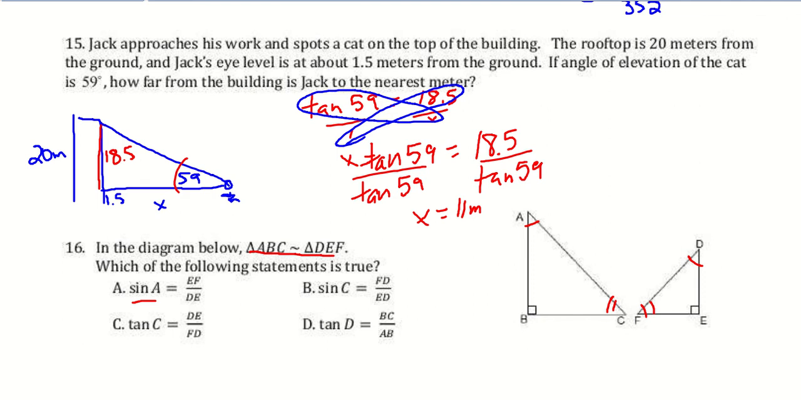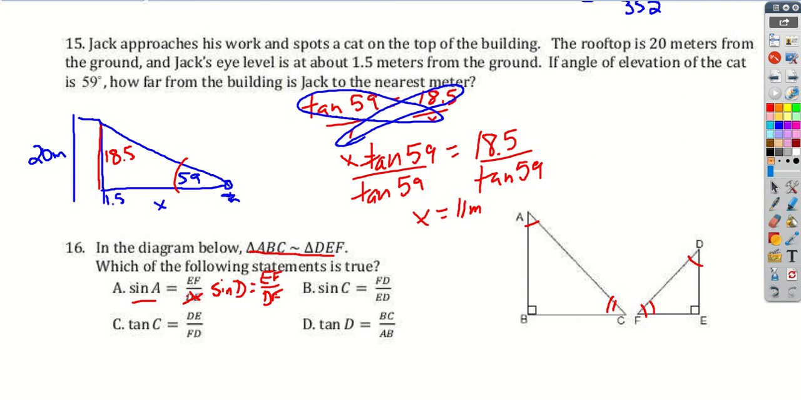What they're actually doing is they're saying the sine of A, but they're actually giving us the ratio of the sine of D. Remember, if A and D are equal, then the sine of A is also equal to the sine of D, okay? So if I looked at the sine of D, right, it would be the opposite side, which is over here, over the hypotenuse. And so when I'm labeling it, it's actually going to be FE, or EF, if you want to say that. Okay, and this is over DF. And you see that this actually says DE in the ratio, so that one we know is wrong.